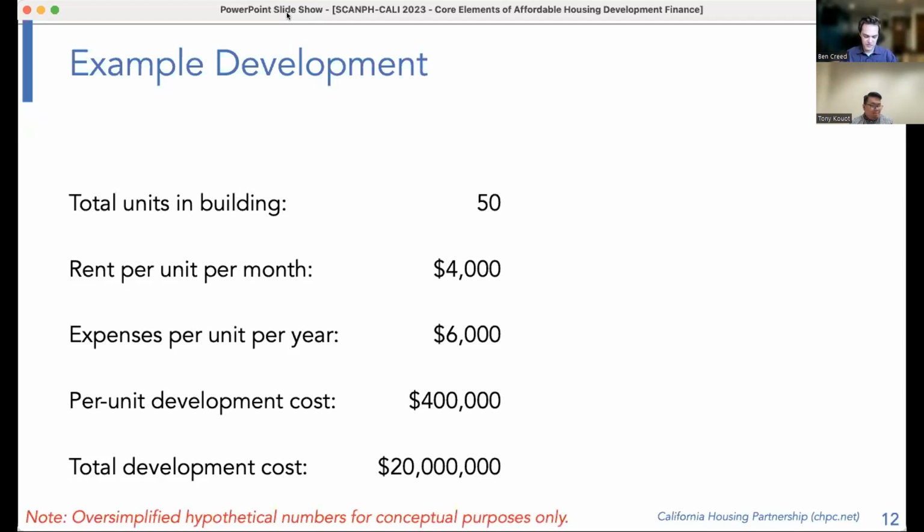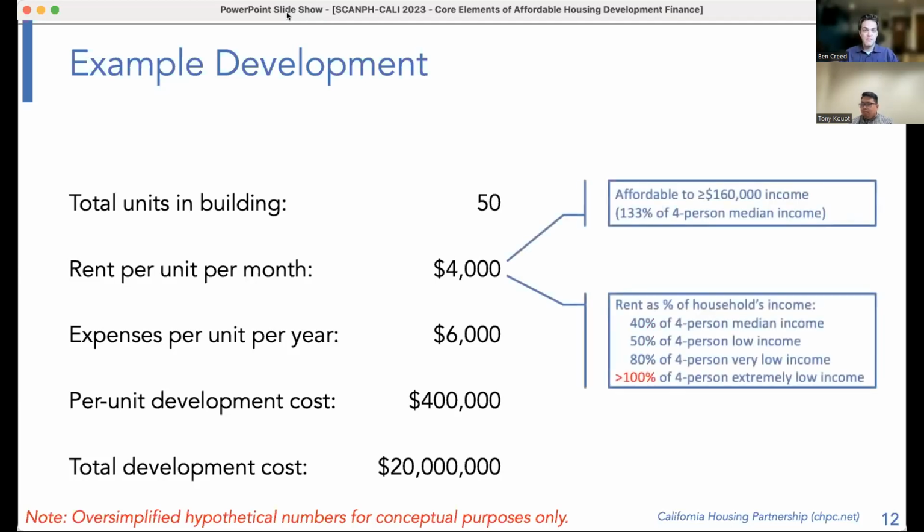And this is my first note of many on the bottom of our slides here. These are oversimplified hypothetical numbers just to illustrate concepts here. Please do not go off and start a market rate development company using these numbers as your business plan. But the point here is that in this potential hypothetical development, we're going to look at how this rent and these expenses and these upfront development costs all interplay to make it financially feasible, so that we then have a base case to compare affordable housing to.